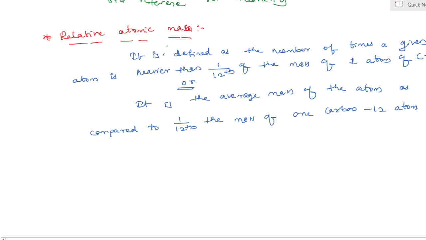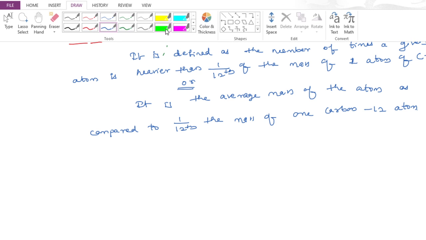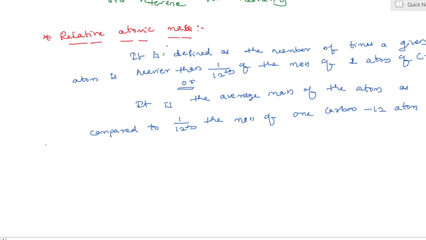Remember once again what is meant by relative atomic mass. It is defined as the number of times a given atom is heavier than 1/12th of the mass of 1 atom of carbon-12, or it is the average mass of the atom as compared to 1/12th the mass of 1 carbon-12 atom. Yes, let us see, my dear students, what is meant by atomic mass unit or unified mass.